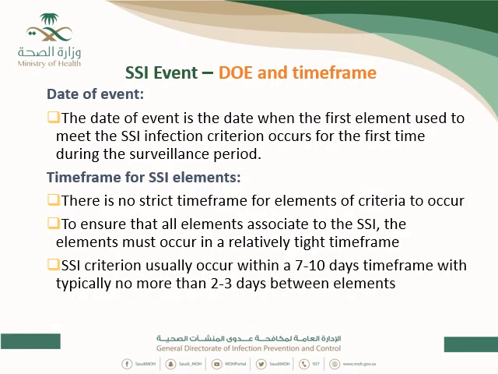The next item is the date of event and time frame for SSI elements. For the date of event, it is the date of the first element used to meet the criteria for SSI. For the time frame, there is no window, the regular window as we know in device-associated infection like CLABSI, CAUTI, VAB, VAE. We have a specific window with a certain duration. It is 7 days in CLABSI, VAB, and CAUTI, and 5 days or less in VAE. But here in SSI, there is no exact window, but they said it should be something close together, so the symptoms close together, within 7 to 10 days, and no more than 2 to 3 days between elements of the definition.